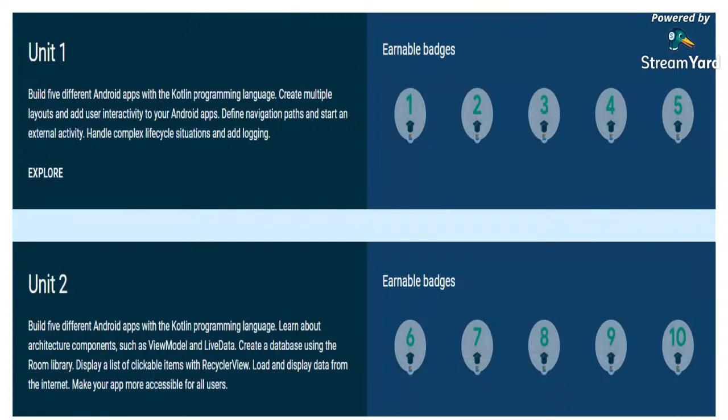In Unit 2 of the Prior Programming Experience track, you will learn about the architecture components like view models and live data. You will create a database using the Room library. You will get to explore the recycler view and its overridden methods. Have you ever thought of how the data gets loaded and displayed from the internet? Do not worry, guys. You are going to know about all such stuff here. You will also explore how to create a repository and schedule tasks in this track. You will know about one of the most important concepts of Android development, that is Retrofit.